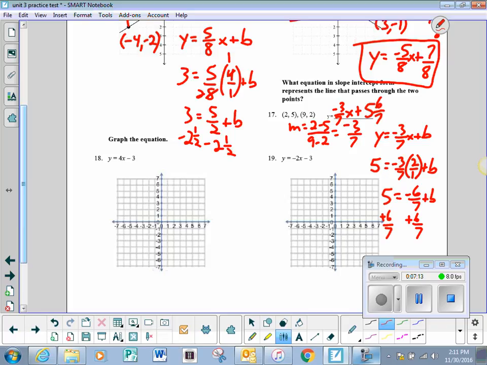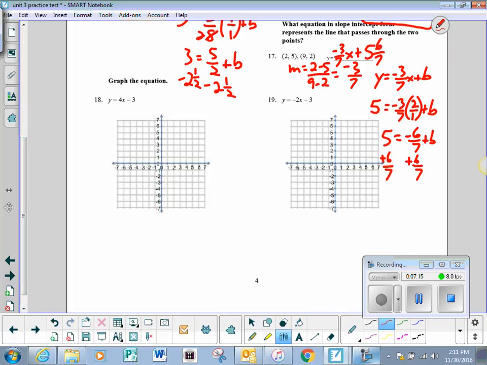Okay, number 18, graph this equation. Well, y equals mx plus b. B is the y-intercept, which is negative 3. And then I'm going to rise 4 and run 1. And then I'm just going to use my line tool here. You do it on your paper. Make sure you use arrows when you're graphing your line.